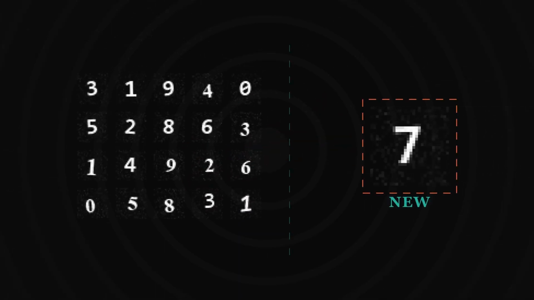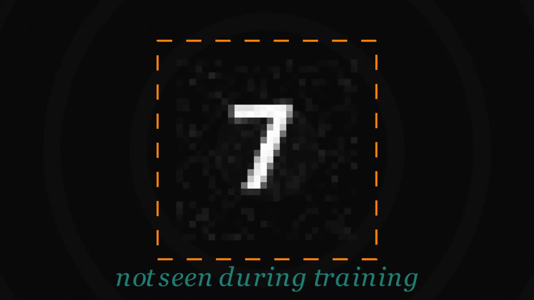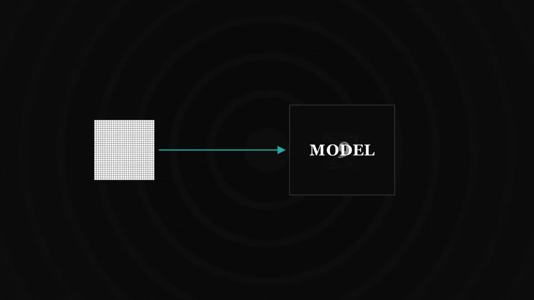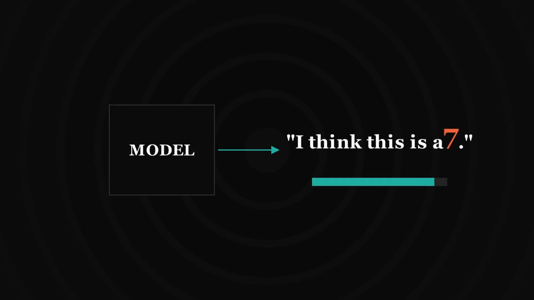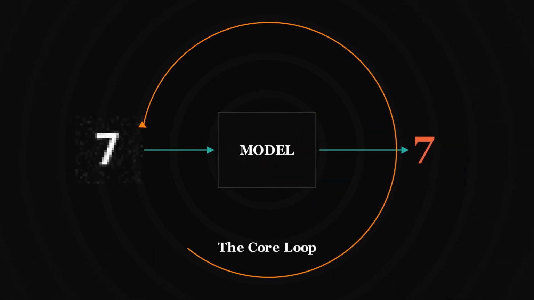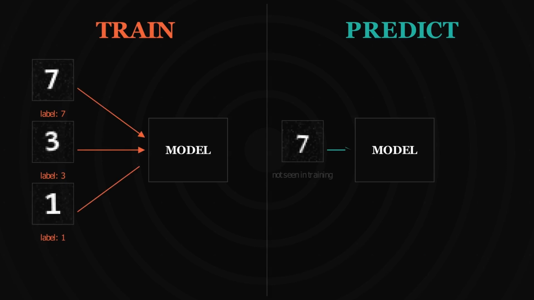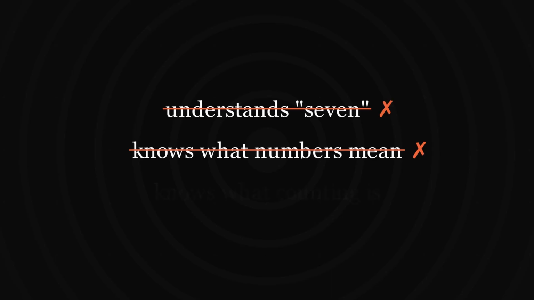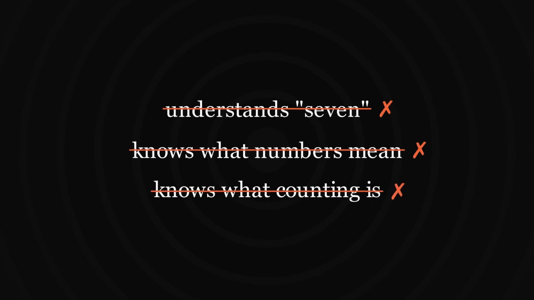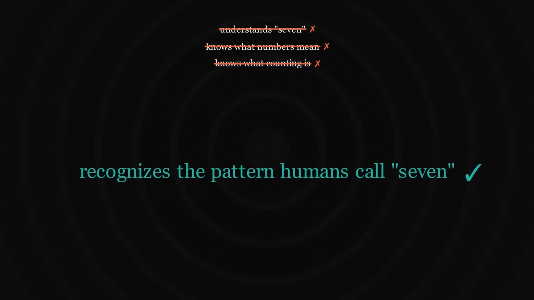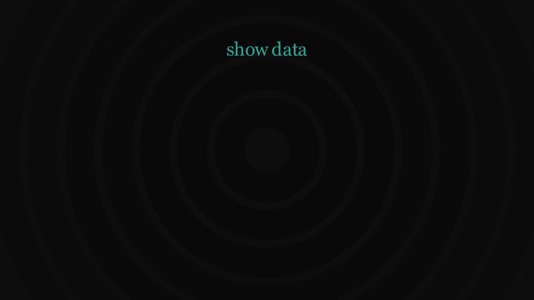After training, you give the model something it's never seen before, a brand new handwritten 7, one that wasn't in the training set. And the model looks at the pixel patterns in that image, compares them to everything it learned, and makes a prediction. I think this is a 7. That's it. That's the core loop. You train on labeled examples, you predict on new ones. The model doesn't know what a 7 is in any meaningful sense. It doesn't understand numbers. It has no idea what counting is. But it's very, very good at recognizing the visual pattern that humans consistently label as 7, which honestly is all you need it to do.